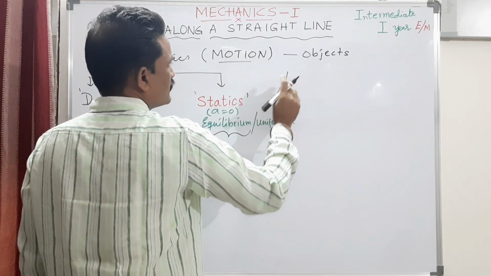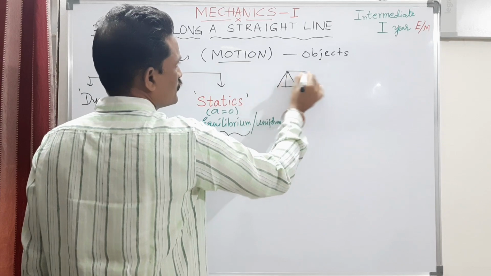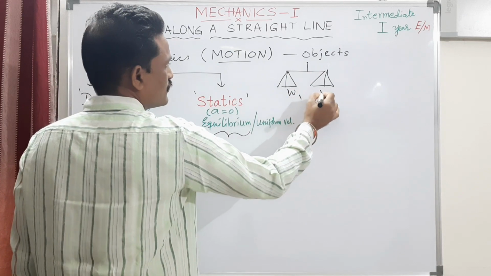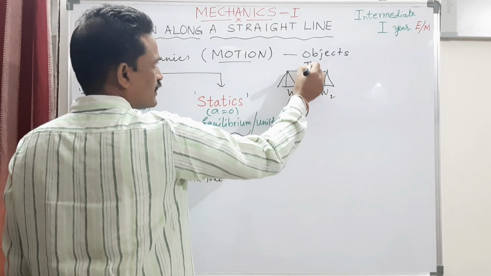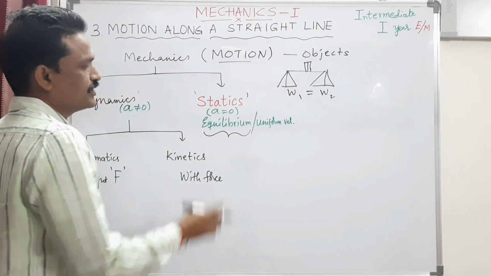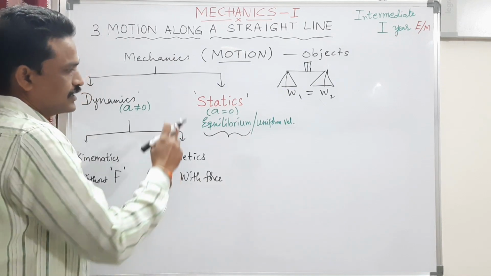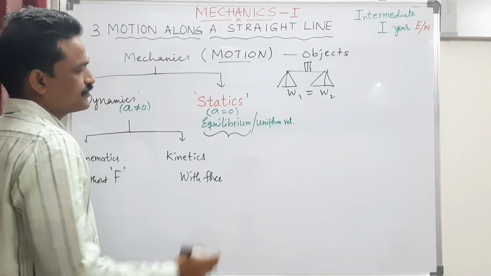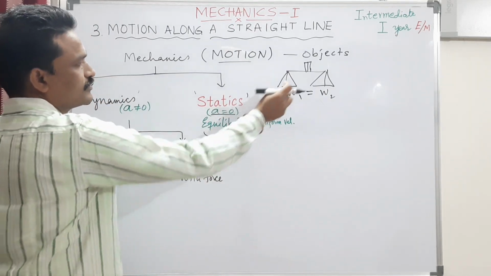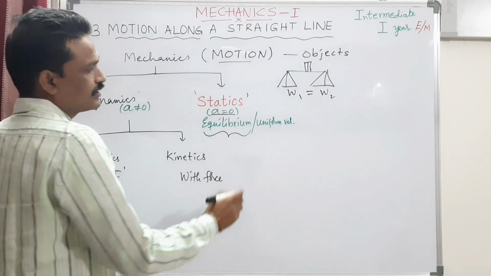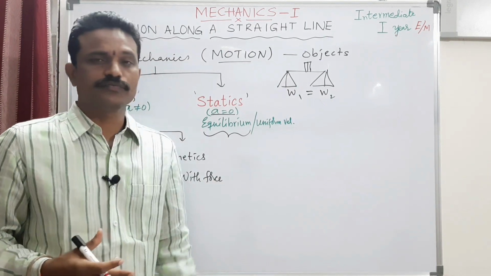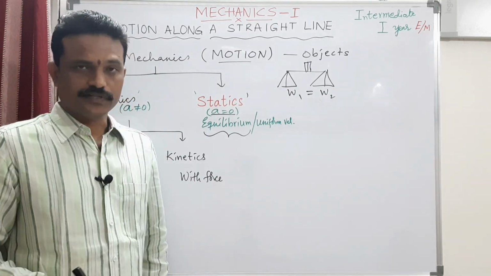For example, take the example of a simple balance. This is a simple balance. If I keep equal weights, that is W1 is equal to W2, the indicator in the middle will be at rest. In this case, this balance is said to be in equilibrium. So statics deals with the objects for which acceleration is zero. Acceleration is zero in two cases. One is in this equilibrium situation. The other one is when the velocity is constant. What do you mean by velocity and what do you mean by uniform velocity? That we will be learning in a few minutes.